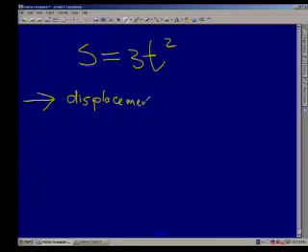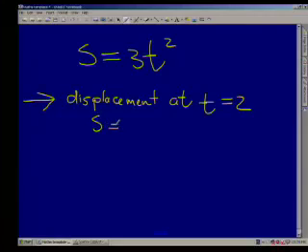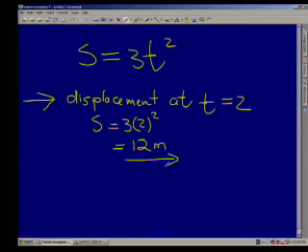Displacement at t is equal to 2. Right, then I say to myself, I do have a displacement equation, and I'm simply going to substitute 2 in the place of t. And if the displacement was in meters, then this will then be 12. 2 squared multiplied by 3, 12 meters.